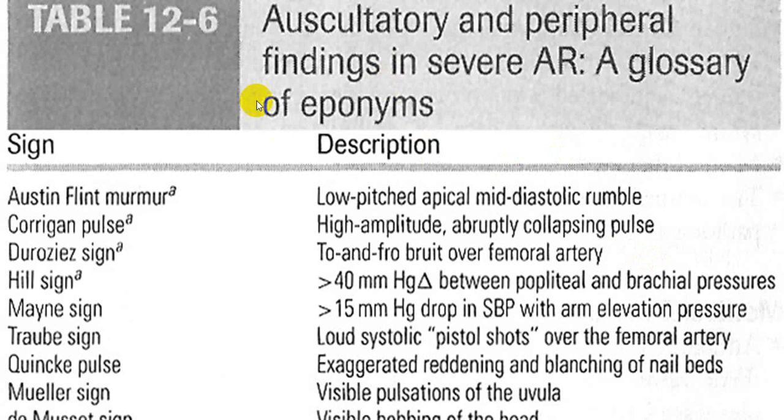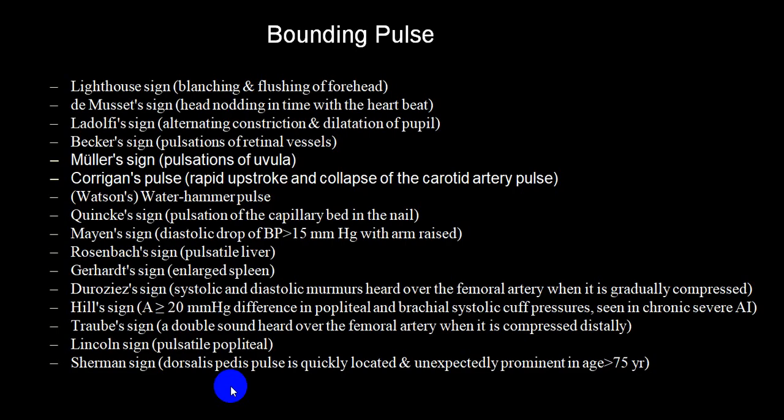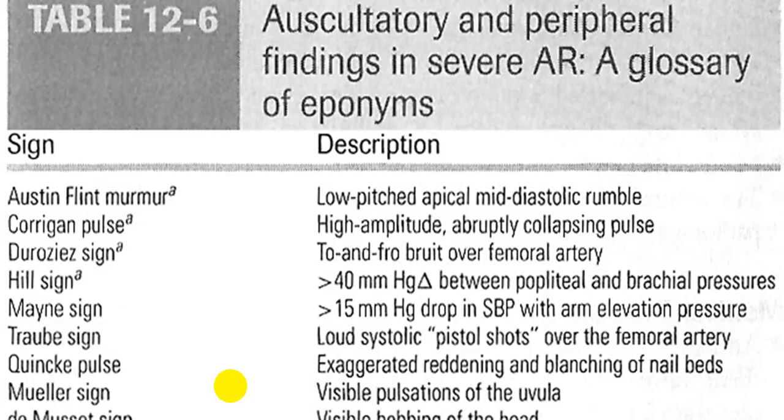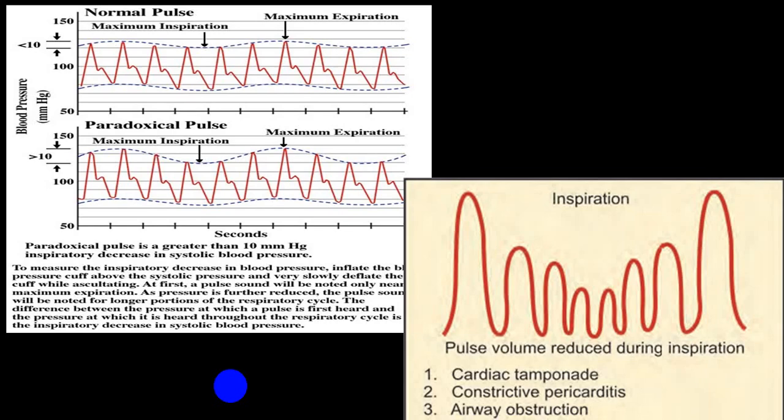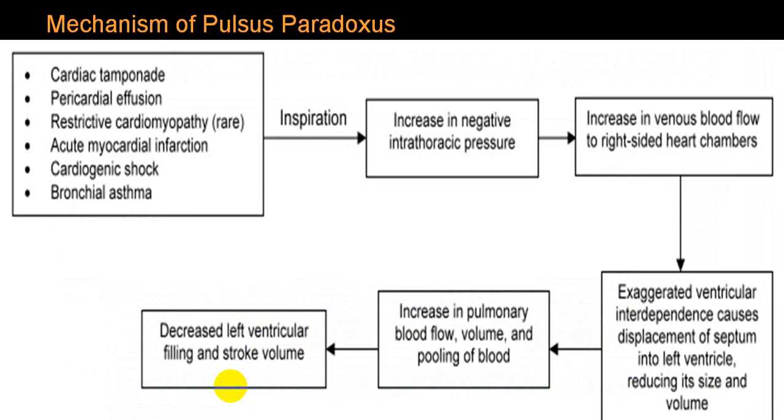These are all those different signs: Austin Flint murmur, Corrigan pulse, de Rousset sign, Hill sign, Mayne sign, Traube sign, Quincke's pulse, Muller sign, Alfred de Musset sign, etc. So there are many names. I'm skipping over all this. This is what we call, when you come across classical pulsus paradoxus.